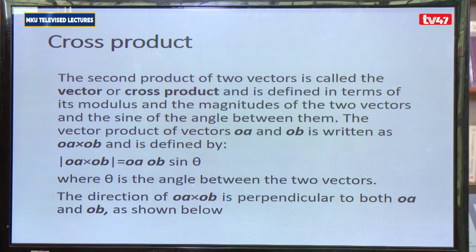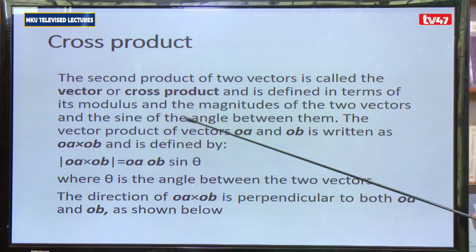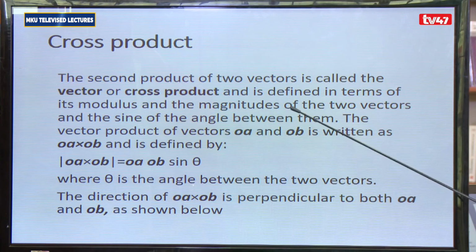Then we have got the second part of this vector product, which is called cross product, or it's also called vector product. And it is called a vector product or a cross product because the answer which you get as a result of multiplying two vectors is going to be a vector. The answer which you get, the product, is defined in terms of the modulus of the magnitude of the two vectors and the sine of the angle between them. So you get the magnitude of the two vectors.